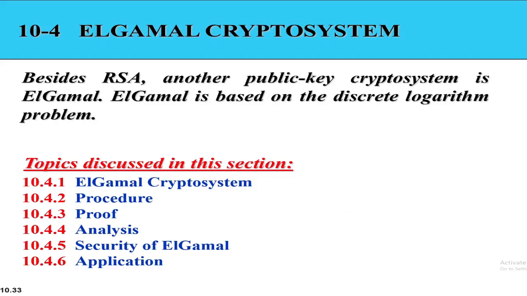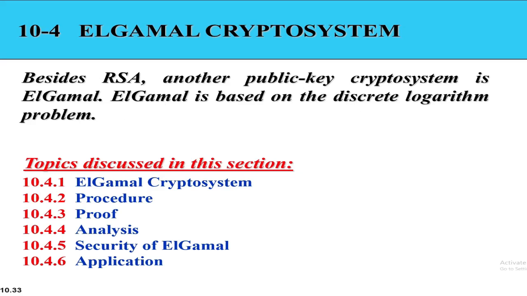In this section we will discuss a brief overview of the ElGamal cryptosystem and its procedure, proof, analysis, and lastly security and application. The ElGamal cryptosystem is another asymmetric cryptosystem, or public key system, named after its inventor Taher ElGamal, and its security is basically based on the discrete logarithm problem.